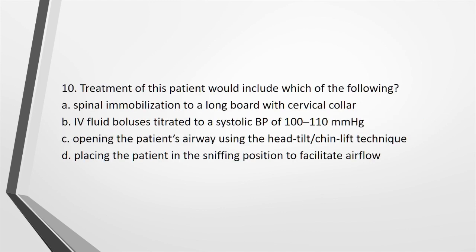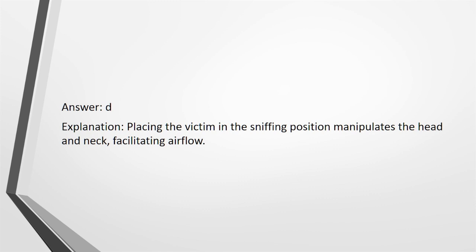10. Treatment of this patient would include which of the following? A. Spinal immobilization to a long board with cervical collar. B. IV fluid boluses titrated to a systolic BP of 100 to 110 millimeters of mercury. C. Opening the patient's airway using the head tilt/chin lift technique. D. Placing the patient in the sniffing position to facilitate airflow. Answer D. Explanation: placing the victim in the sniffing position manipulates the head and neck, facilitating airflow.